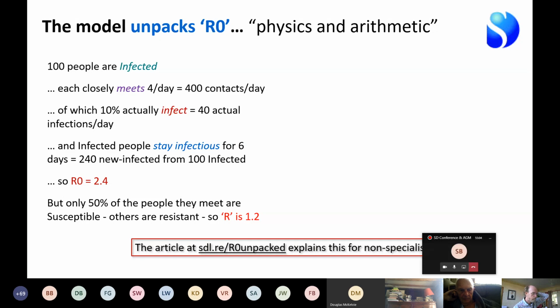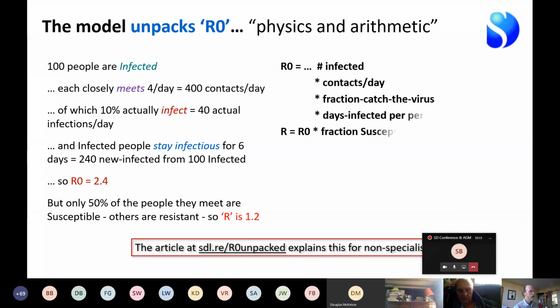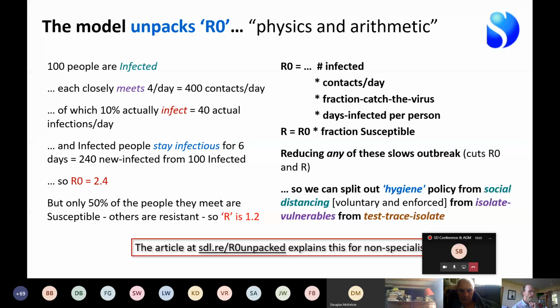Now, we've done this little article that you can go and read at sdl.re/R0 unpacked. And we've written that for non-specialists to understand. We're trying to demystify this, and this is a very simple piece of arithmetic. We're not talking about advanced statistics here. We're talking about basic sums that anybody can do, and that's in the model.